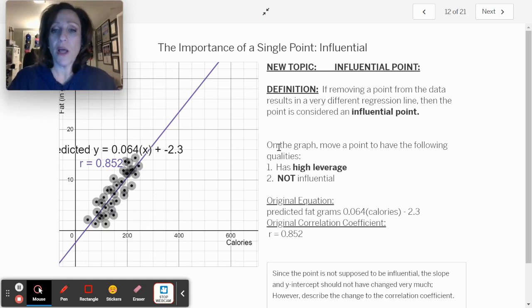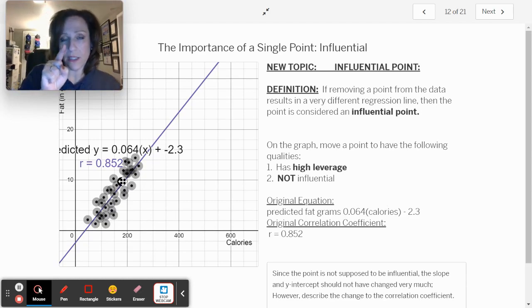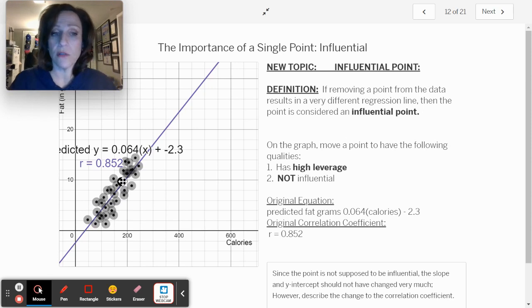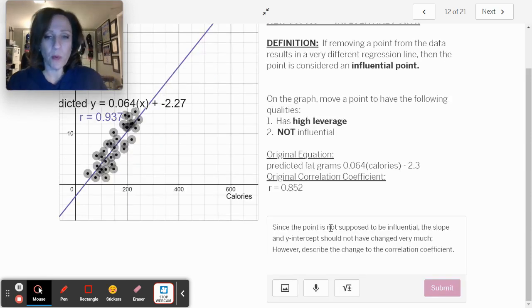Okay, so on this graph, move a point to have the following qualities. Pick any of the points you want. Then I want you to move it so that it has high leverage and it is not influential. That's the quality, a new word, not influential. So what would that be? Since the point is not supposed to be influential, the slope and y-intercept should not have changed very much. However, describe what happened to your correlation coefficient.